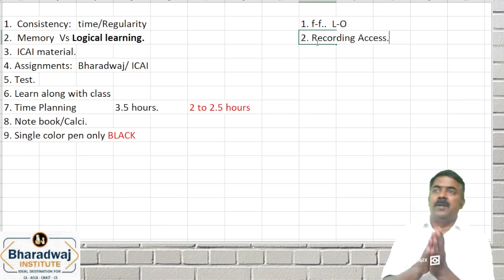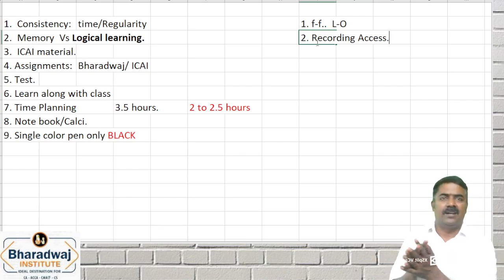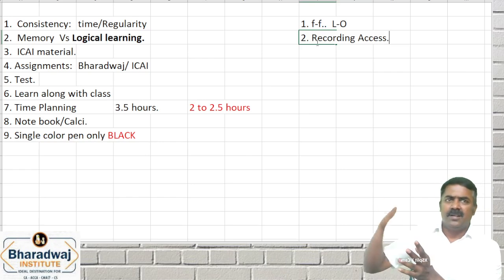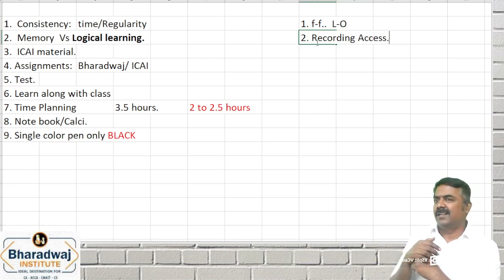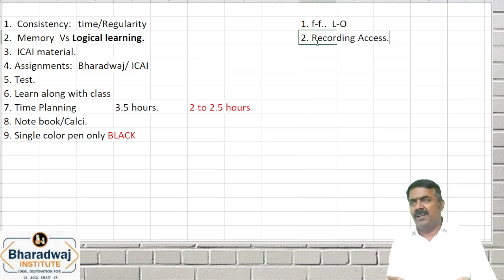Second is recording access. Recording access is a supplementary one. Many students cannot attend face-to-face or live online. Those who are in morning college take recorded class options. Those who have lesser net connectivity and other issues take the recorded class options. Whatever I explain here is going to be recorded. In the live classroom only, the classes are getting recorded. So the majority of your doubts will be solved in the recorded classes.